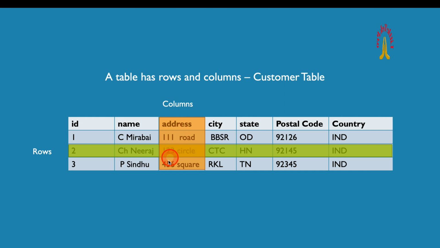A row is an individual record in a table. So here the ID 2 is an individual record for this particular table. But a column defines a field. So here the address field is a column. This column holds the address for each of these records, like 1, 2, 3, having different addresses, like 1 Road, 123 Circle, 456 Square.